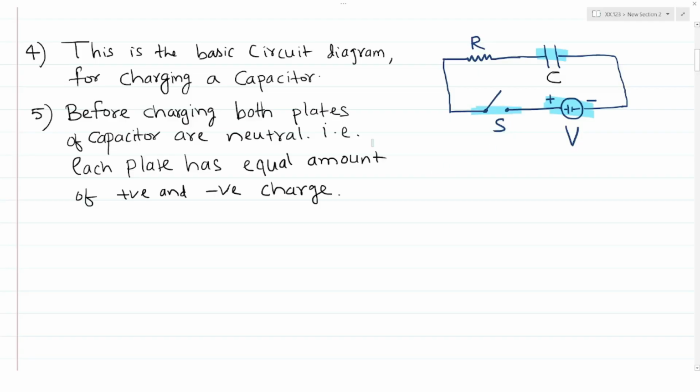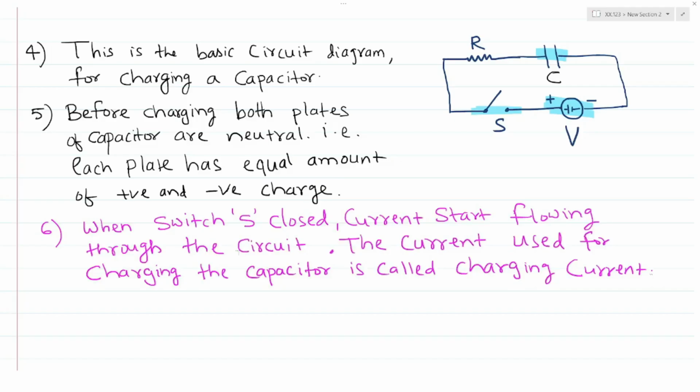Before charging the capacitor, the plates of the capacitor are neutral. Neutral means both plates, the positive plate as well as the negative plate, have an equal amount of positive and negative charge. Therefore, before charging a capacitor, each plate of the capacitor is neutral.